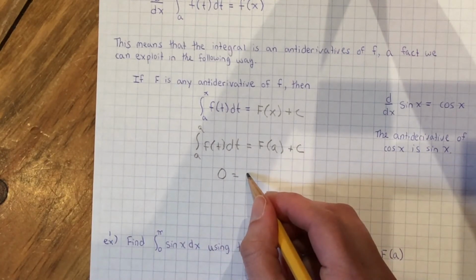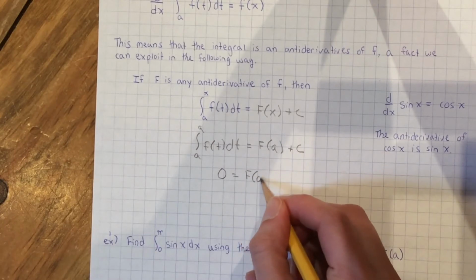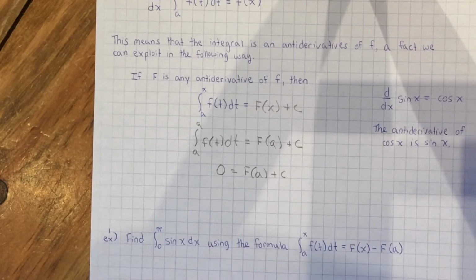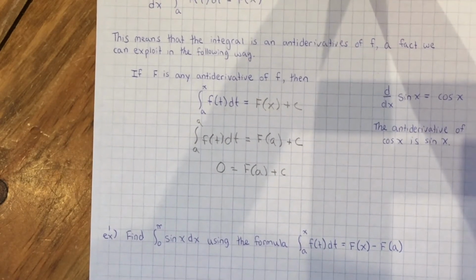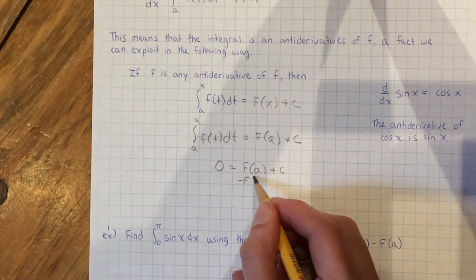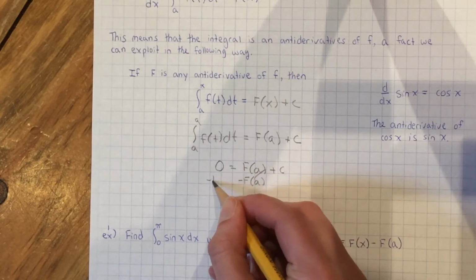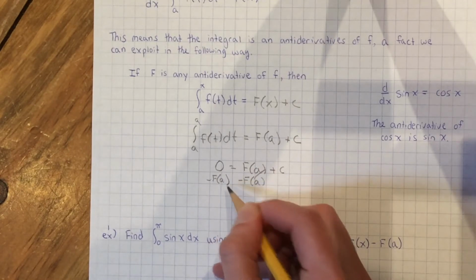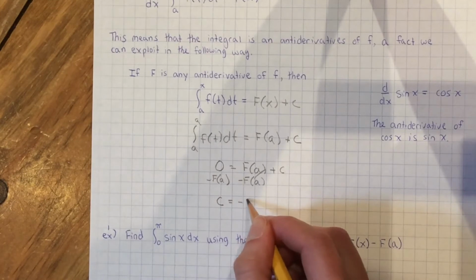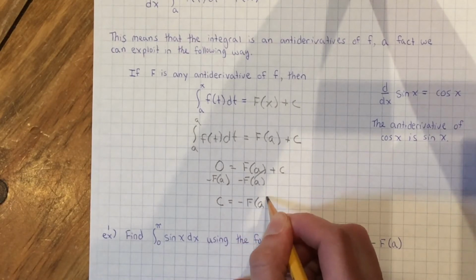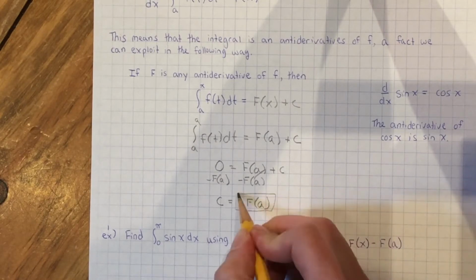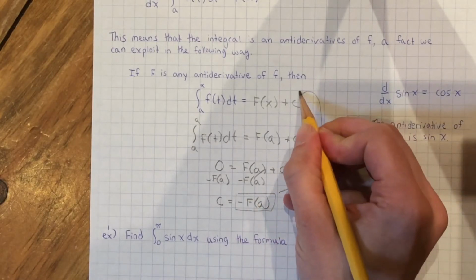So this is equal to F of a plus c. I just carried all that down. So now I'm going to solve for c. So I'm going to subtract F of a from each side. So I end up with c is equal to negative F of a. I'm going to use that to plug this piece back into here.